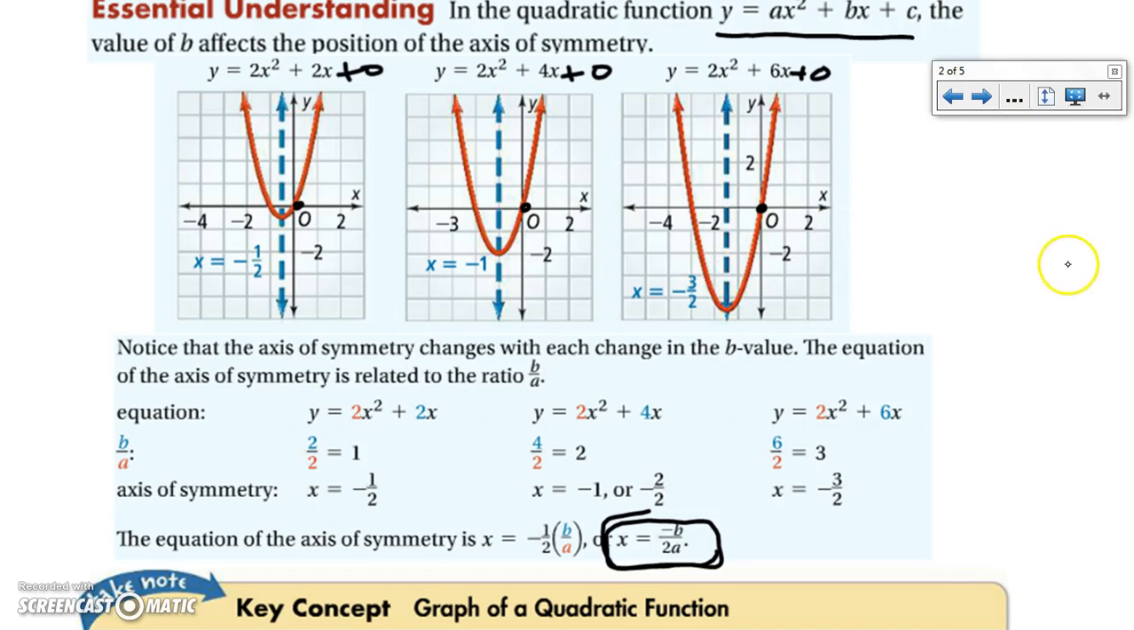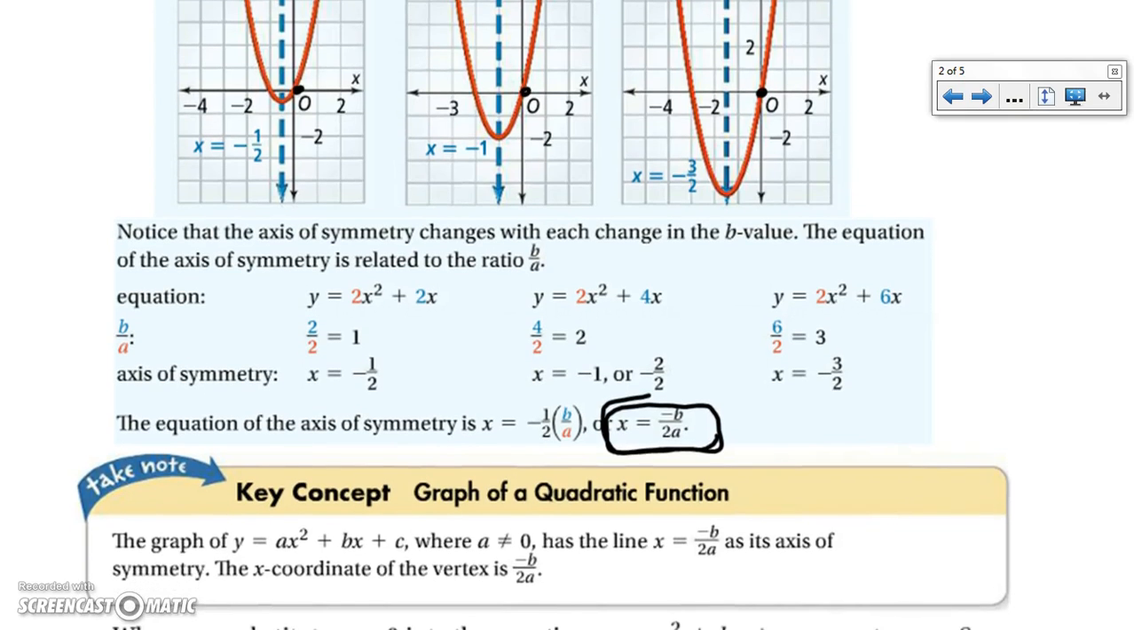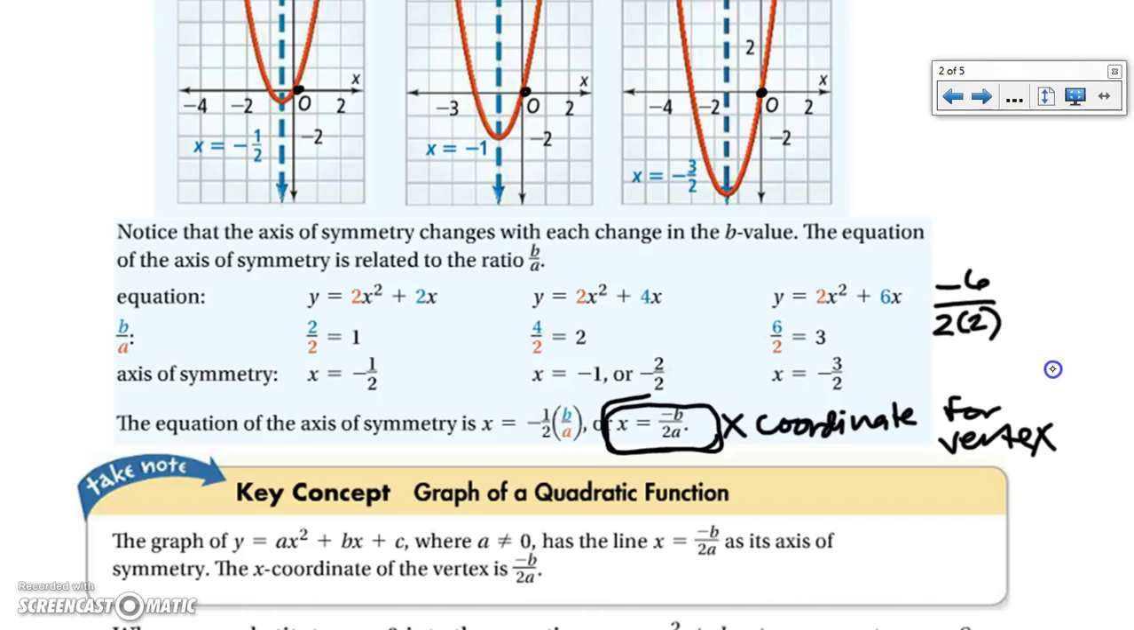In order to find that x-coordinate for our parabola, we are going to plug in the formula x equals negative b over 2a. Again, that will give you the x-coordinate for the vertex of your parabola. So in the third equation, since b is 6, you're going to do negative 6 over 2a. And remember that it's negative b, so it's the opposite of b. So if b happened to be negative, we would change that to a positive. So it's going to be negative 6 over 2 times 2, which is negative 6 over 4, which then simplifies to negative 3/2. And that is going to be our x-coordinate for our vertex.